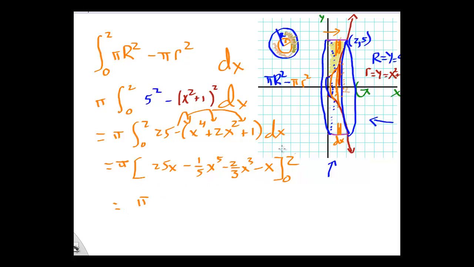Pi, plug and chug at 2. So we got 50 minus a, that's 2 to the 5th, that's 32 fifths, minus a 8, 2 cubed times 2, 16 thirds, minus a 2, and then we would subtract the plug and chug of 0, but if you look, every term has an x in it, so we'll be subtracting off 0. A little bit of calculation work to do.